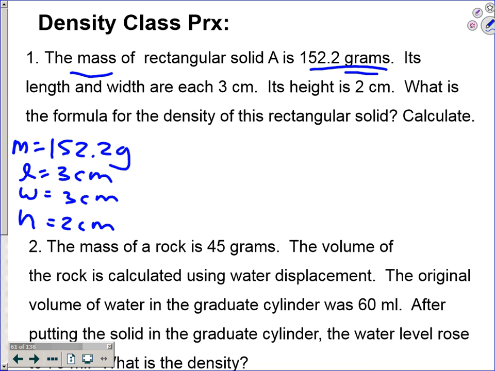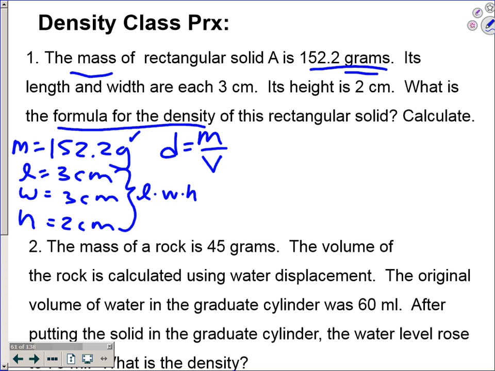The question says, what's the formula for density? And then it wants us to calculate from there, right? So, Ariane, what's the formula for calculating density? Right, so density is equal to mass over volume, right? We've got mass, check, so we're good to go, right? Maverick, how would I get volume from here? Okay, so length times width times height gives us volume. We know that from 9th grade, 8th grade even, 7th grade? Plus kindergarten, right? Okay, so we know how to approach this problem quite well, it looks like.